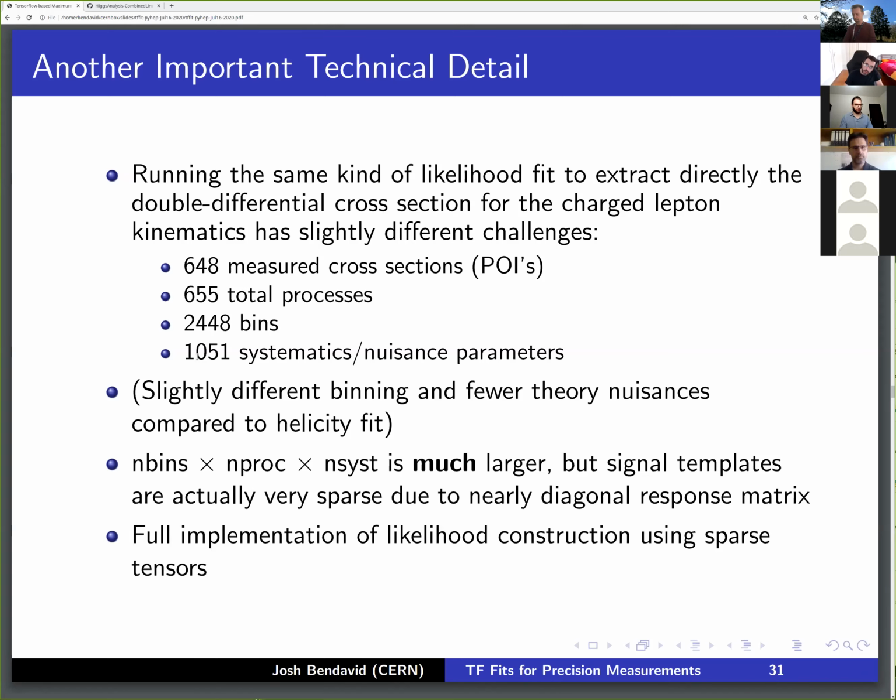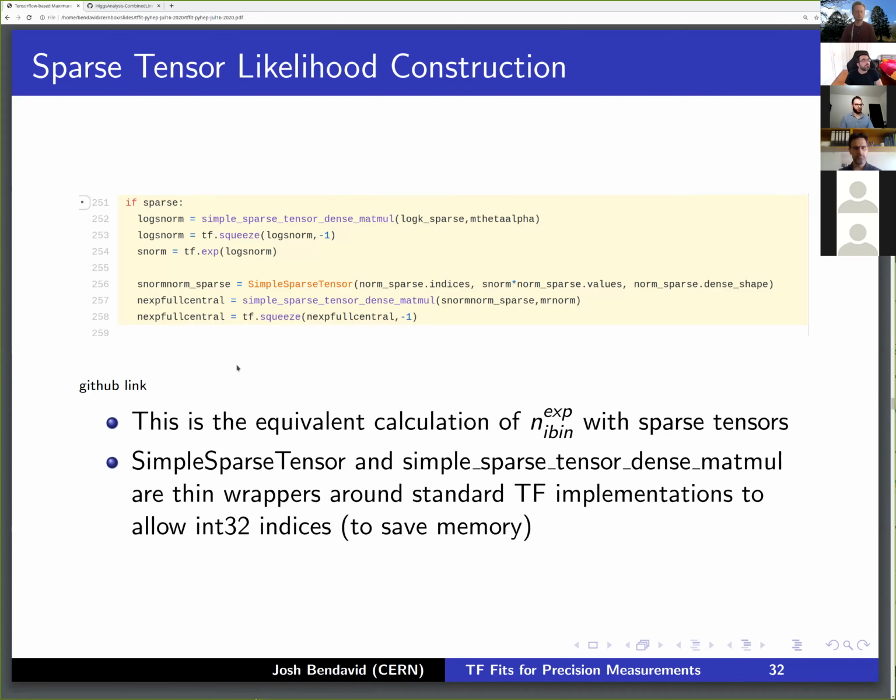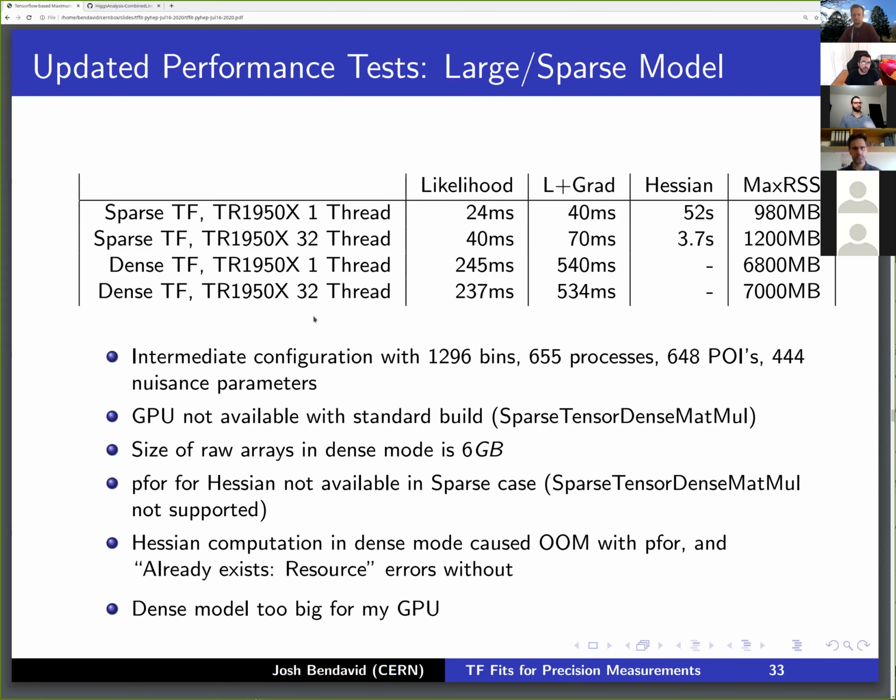But the templates are sparse because the response matrix is kind of diagonal. Each of these processes occupies a small corner of the histogram. So we have a full sparse tensor implementation, which looks the same, using sparse tensor operations. Again, two matrix multiplications and an exponentiation, where these are sparse tensors. Some details here about saving memory with smaller indices.